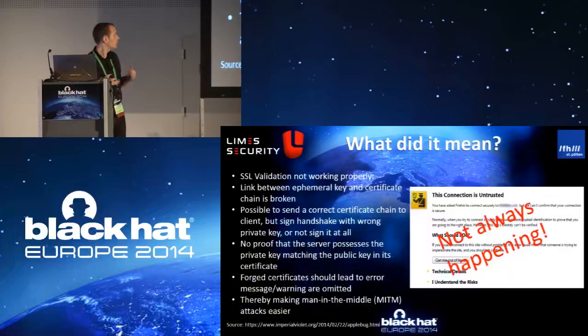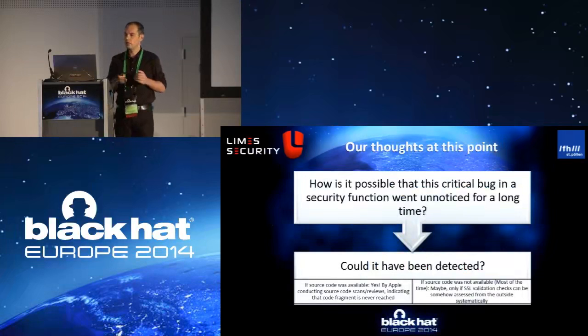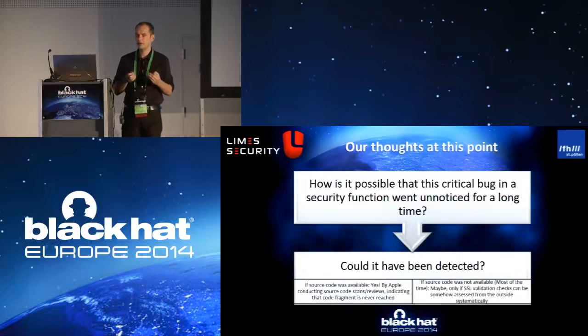Users wouldn't have received any of those typical warning messages when there are forged certificates around, thereby making man-in-the-middle attacks probably easier. So we're really thinking, how is it possible that a critical security bug in a security function went unnoticed for quite a long time? Could it have been detected?